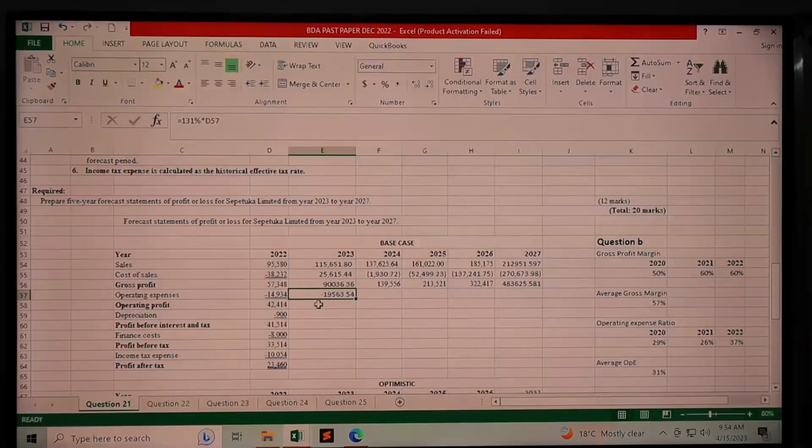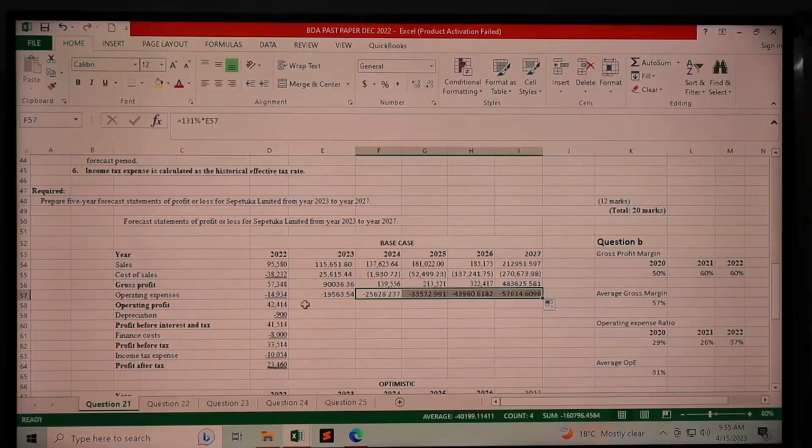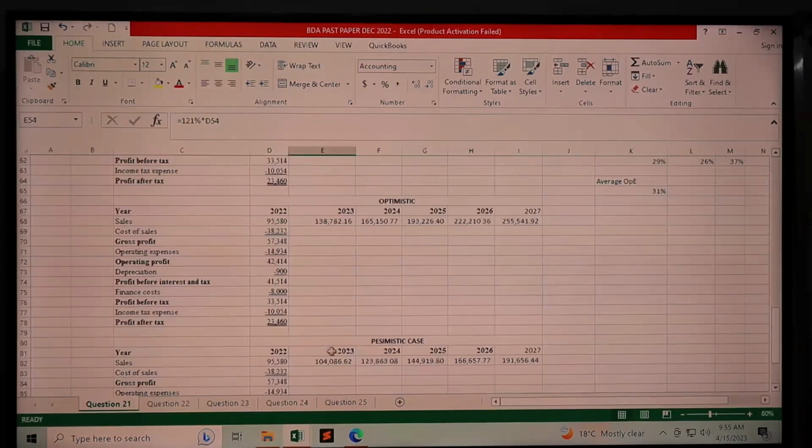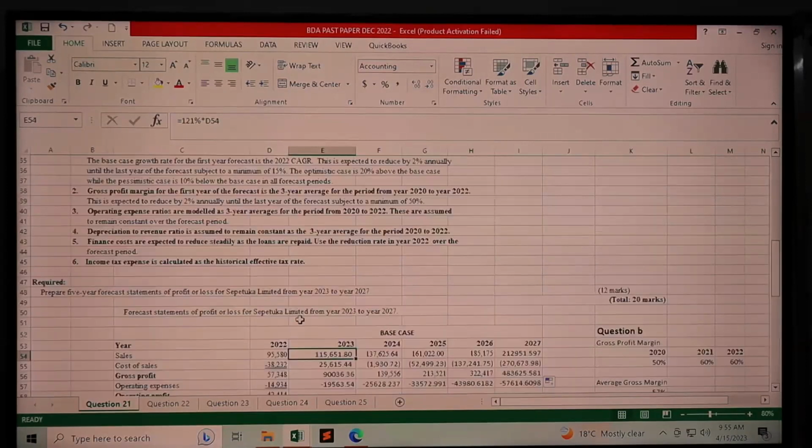Then from there, we are told that it's supposed to remain constant. So meaning that you can copy it across the screen and compute all the others. So you proceed that way for base, and again you do it for optimistic and pessimistic. And once you finish that, you have already prepared that 5 years forecast statement of this company from 2023 up to 2027.